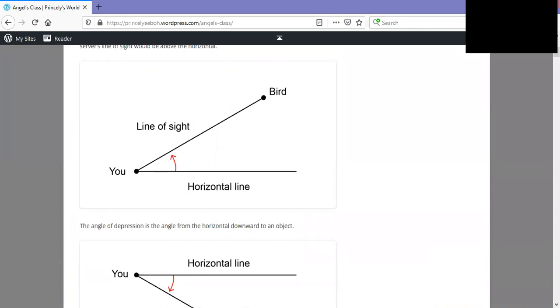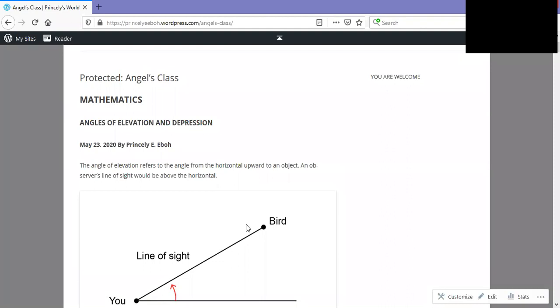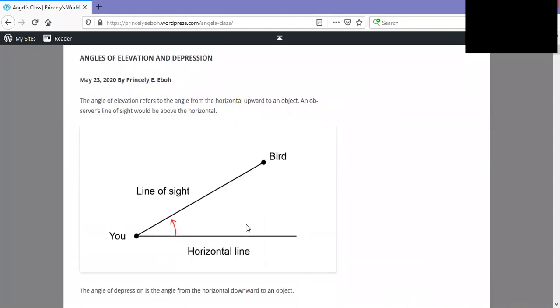Yeah, the topic is angles of elevation and depression. By angle of elevation, it simply means the angle from the horizontal upward to an object. That is, the angle your eye makes when you look at an object that is above the eye level. For instance, you're looking at somebody that is taller than you. That angle is the angle of elevation.